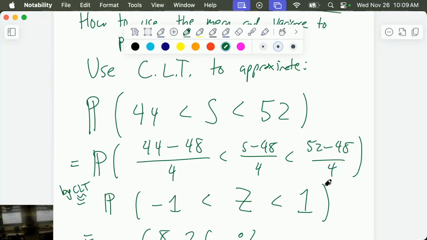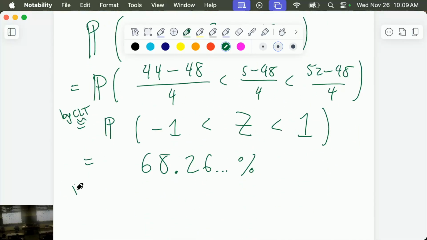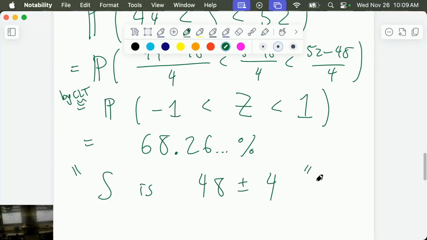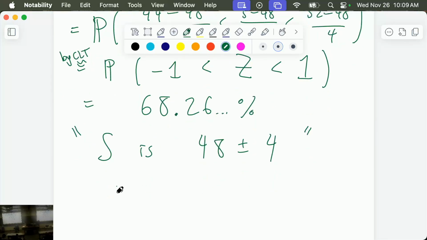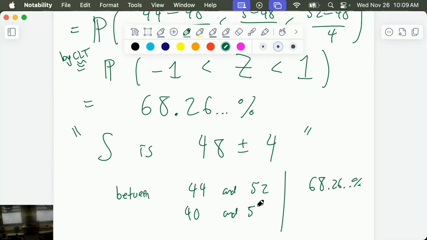A lot of people summarize this by saying something like, S is 48 plus or minus 4. This is often shorthand for the mean being 48 and the standard deviation being 4, and if you wanted to know probabilities, you could approximately calculate them with the central limit theorem. So between 44 and 52 is 68% of the time, and between 40 and 56 should be about 95% of the time. That's 2 standard deviations.